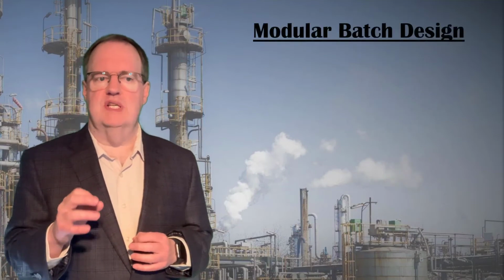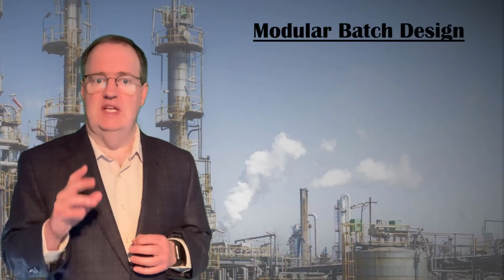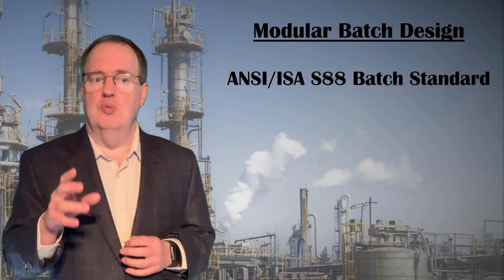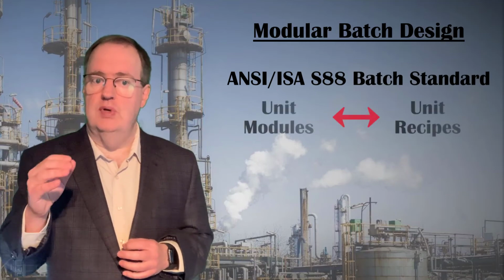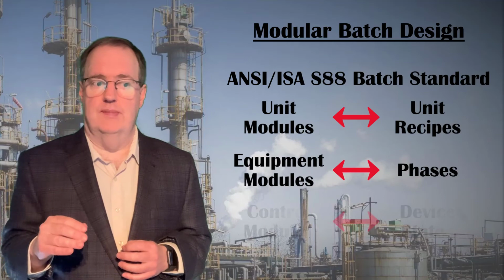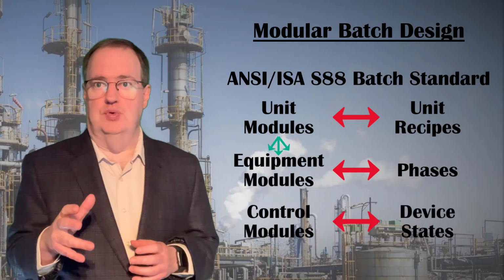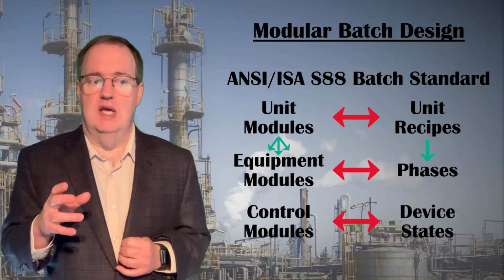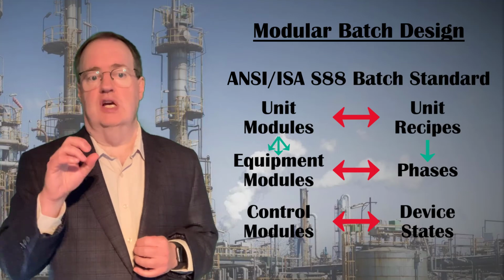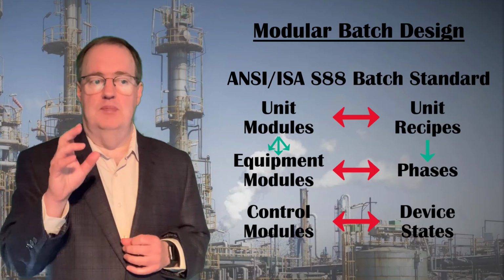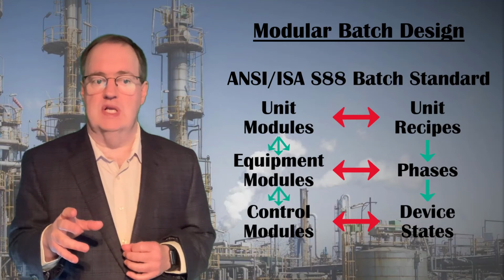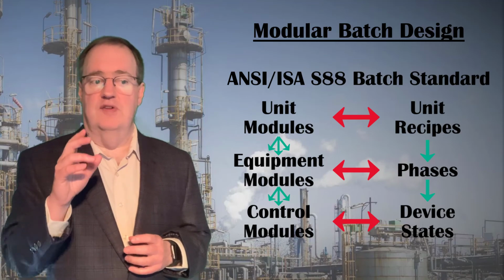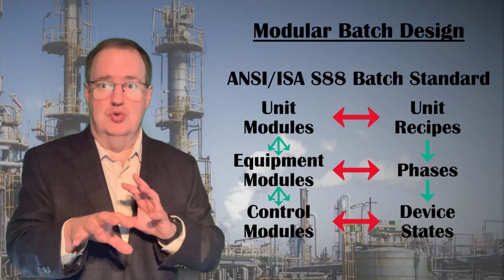This video has introduced the idea of modular batch design and the S88 standard. That described a hierarchy of abstraction, and we focused on the lowest 3 levels, the unit, equipment, and control modules. Units are made up of equipment modules. Unit recipes associated with unit modules run phases associated with equipment modules. The equipment module phases read and manipulate the states of the control modules that make up the equipment module. The control modules are the devices, pumps, valves, sensors, controllers, and so on.